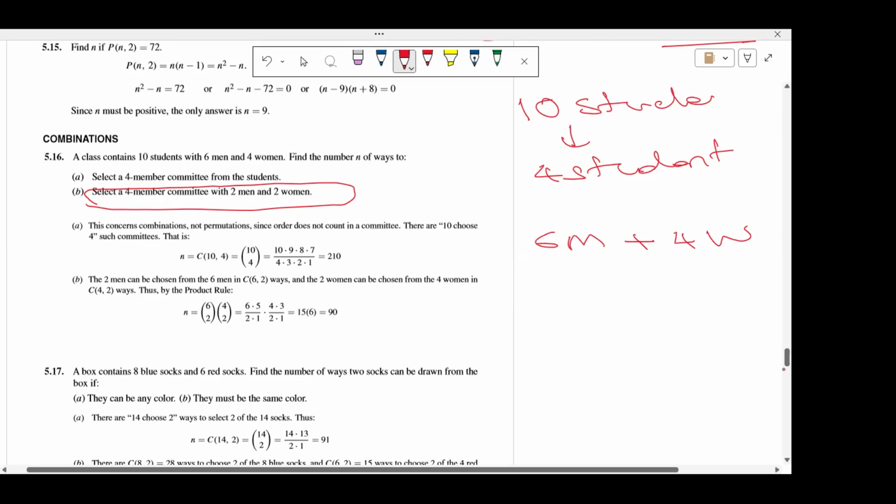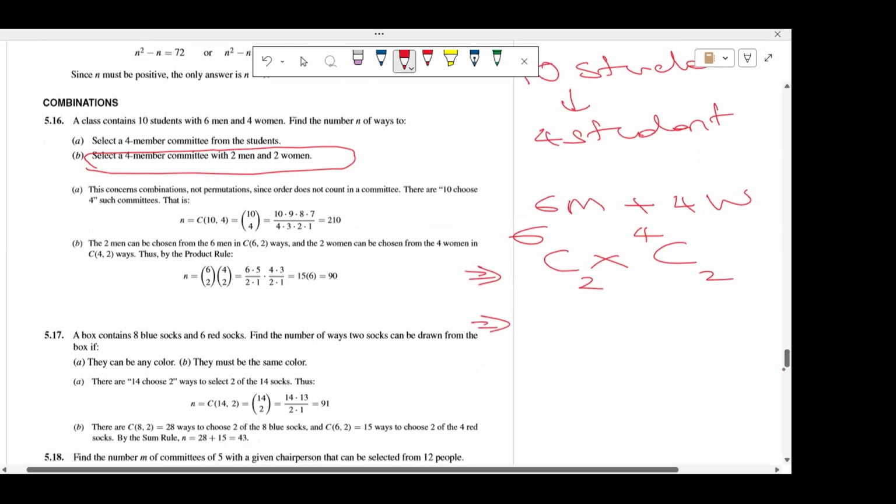Previously, we considered all students equally. From 10, we are selecting only 4. There are no conditions, either male or female. Now they are clearly mentioned. From these 6 men, we need to select 2 men, multiplied by, from these 4 women, we need to select 2 women, right? 6C2 multiplied by 4C2. This is the answer. So now what is the answer?